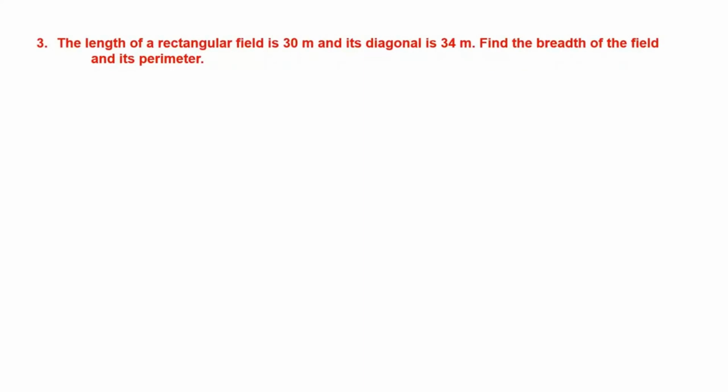Question 3. The length of a rectangular field is 30 meters. And its diagonal is given to us as 34 meters. Now we need to find the breadth of the field as well as its perimeter. So two things to find.